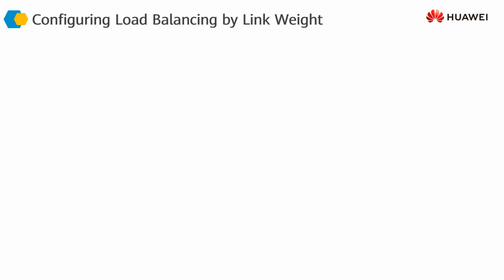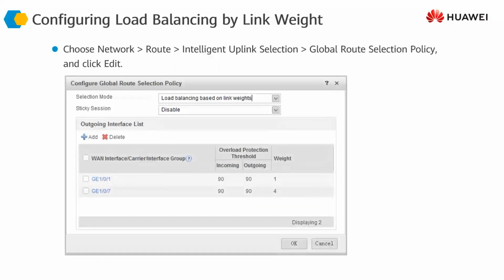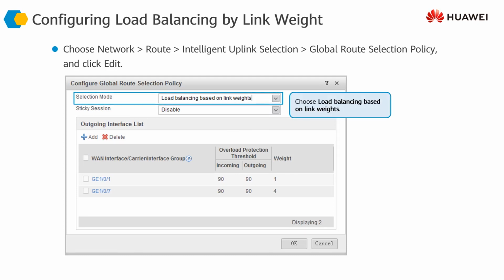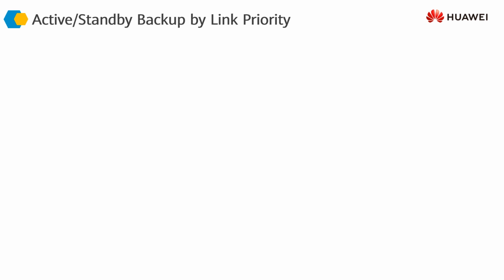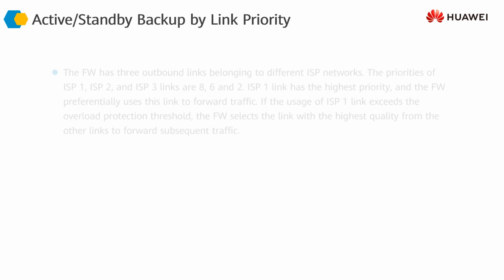If you look at the configuration, it is once again very similar. We select the mode as load balancing based on link weights, and then we include the links which we want to use for forwarding the traffic based on their link weights. The final global route selection mechanism is based on link priority.